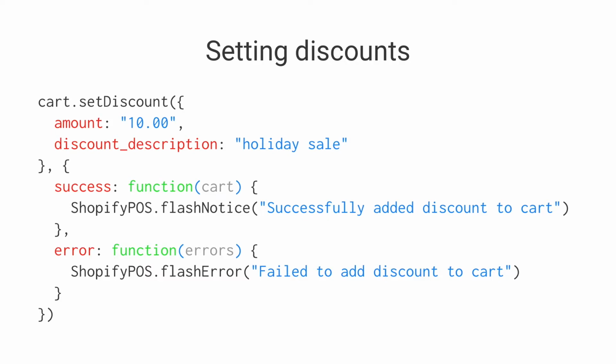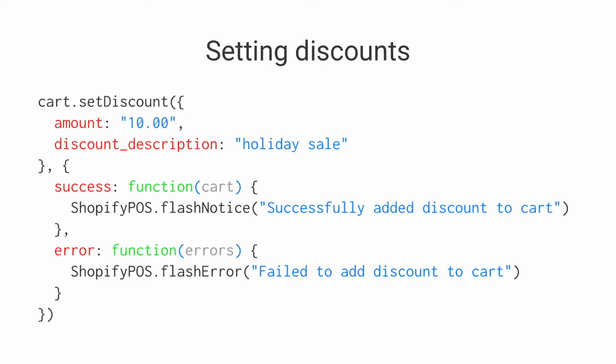If it succeeded, you'll get back the cart. And if it failed, then you'll get back information about the errors that took place. One type of error that might take place would be a validation error, for example. So if the discount is larger than the cart, then that would fail and you'd get back an error there. You can find information about all of the different error codes in the point of sale app SDK documentation on the web.